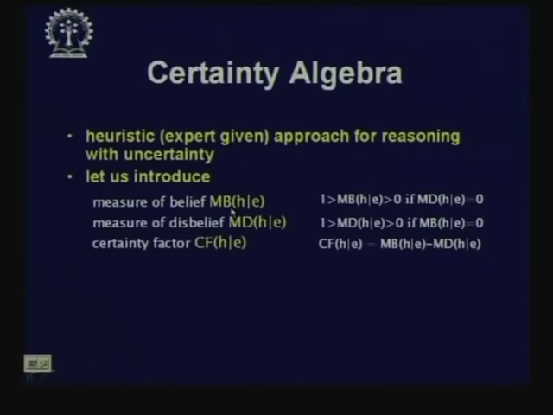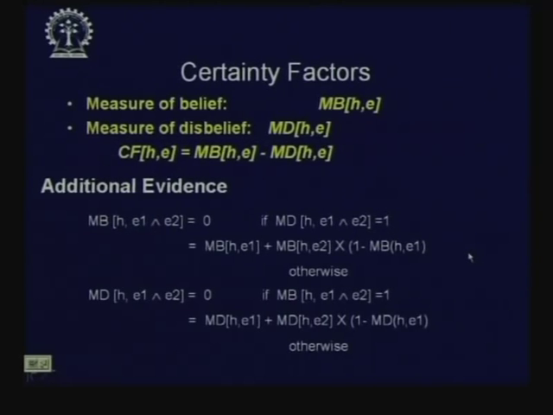So, measure of belief MB of H given E, what is that? It lies between 1 and 0, okay? If MD of H given E is 0, it will be some number. Measure of disbelief is again between 1 and 0 when the other one is known to be 0, and certainty factor of H given E is MB minus MD, which we have just now discussed, all right. So, we start with a measure of belief, which is MB(H,E). You see the variation of notation because I did it on different days. Measure of disbelief is MD(H,E), and certainty factor of H given E is MB(H,E) minus MD(H,E). I hope this part is clear.